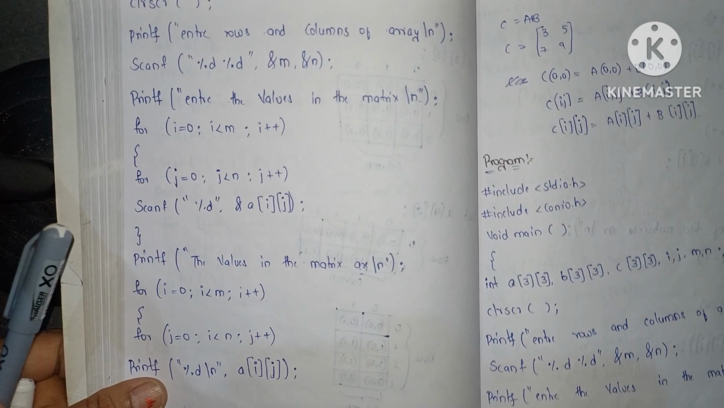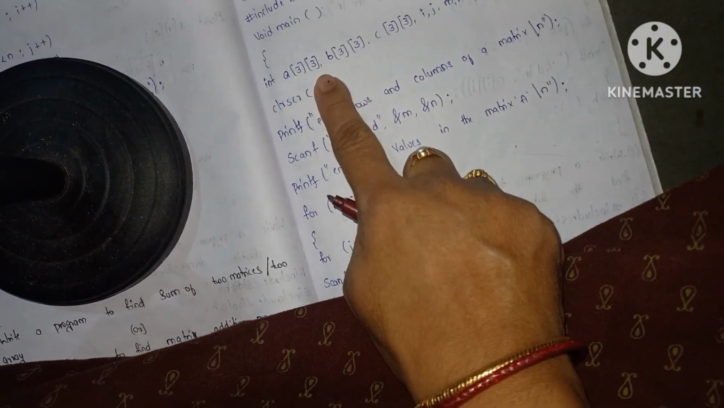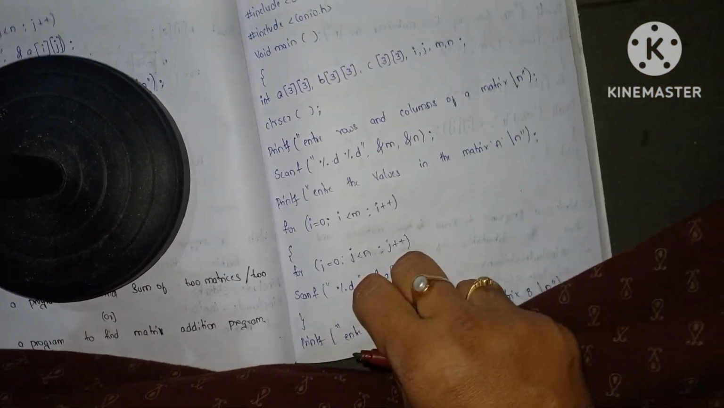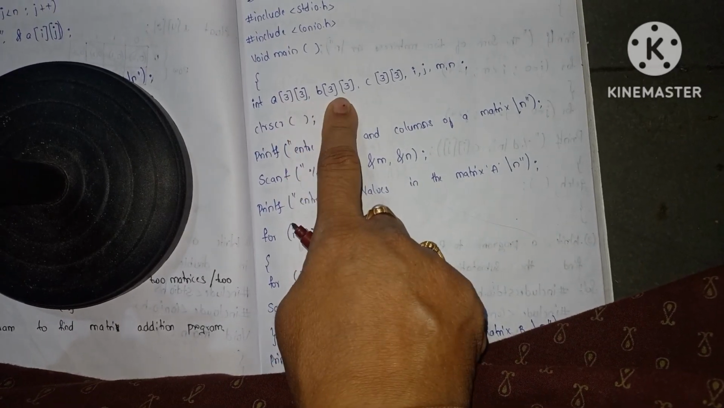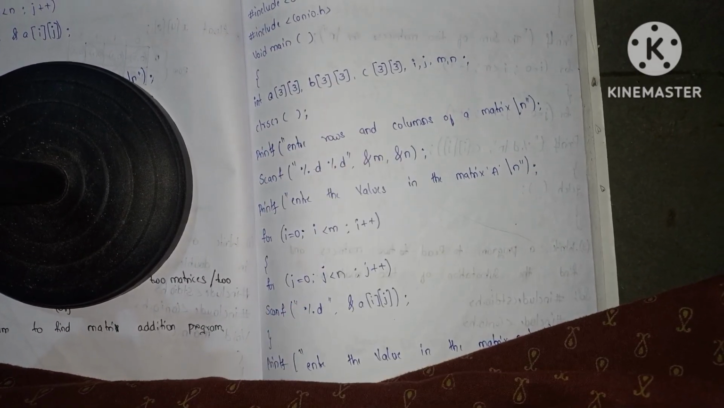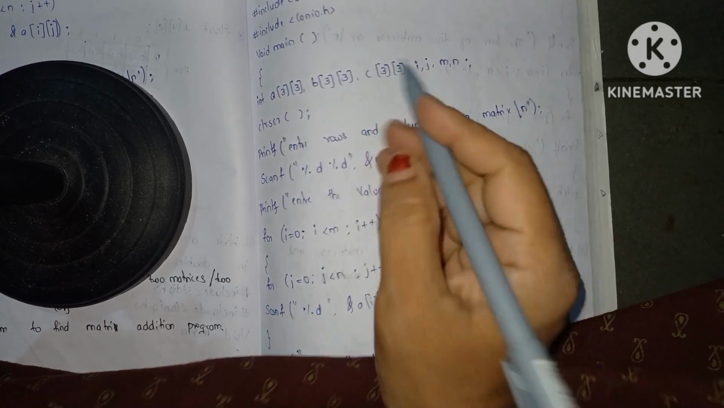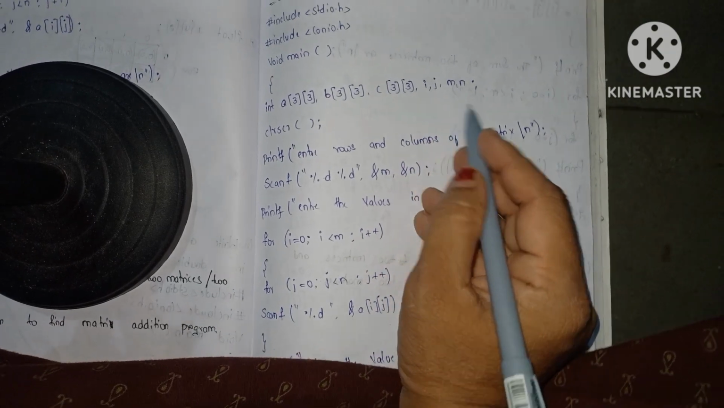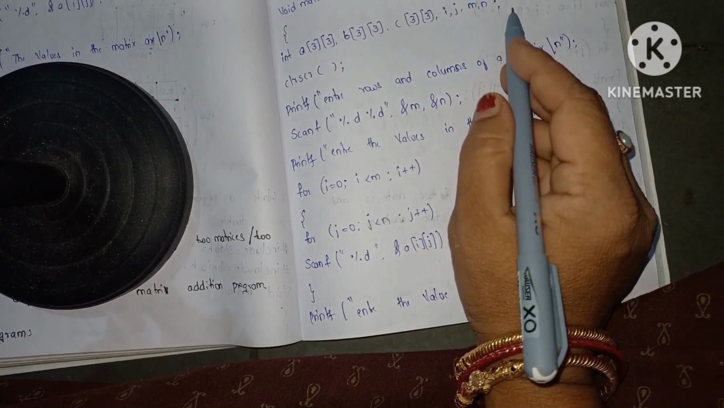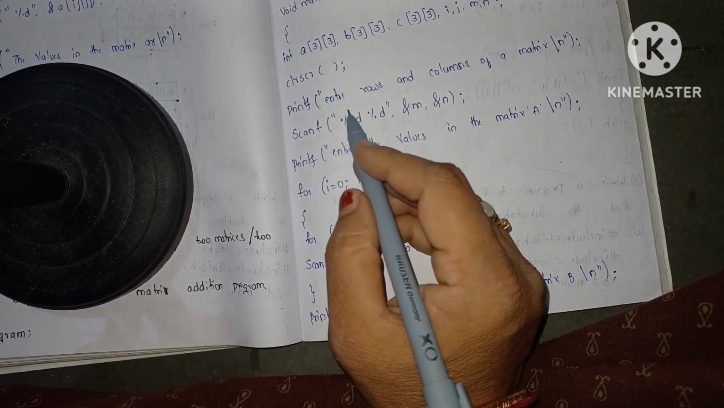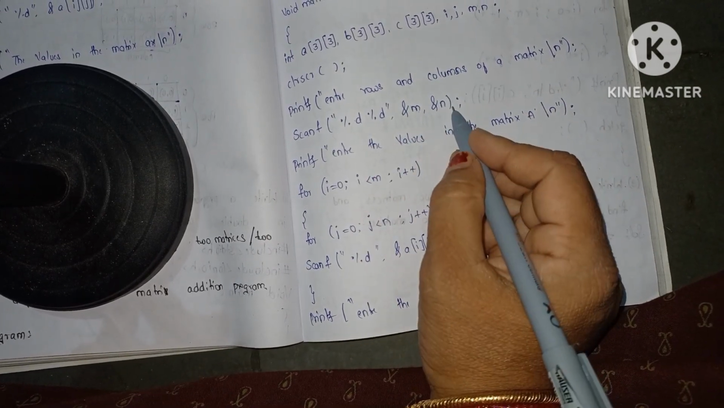First we have to write the program. In the program we need A of 3, 3, the first input matrix, then the second matrix B of 3, 3, and the resultant matrix C of 3, 3. Then I, J, M, N: I for rows, J for columns, M and N for the number of rows and number of columns. Clear screen. First printf, enter rows and columns of a matrix. So here M is for rows and N is for columns.